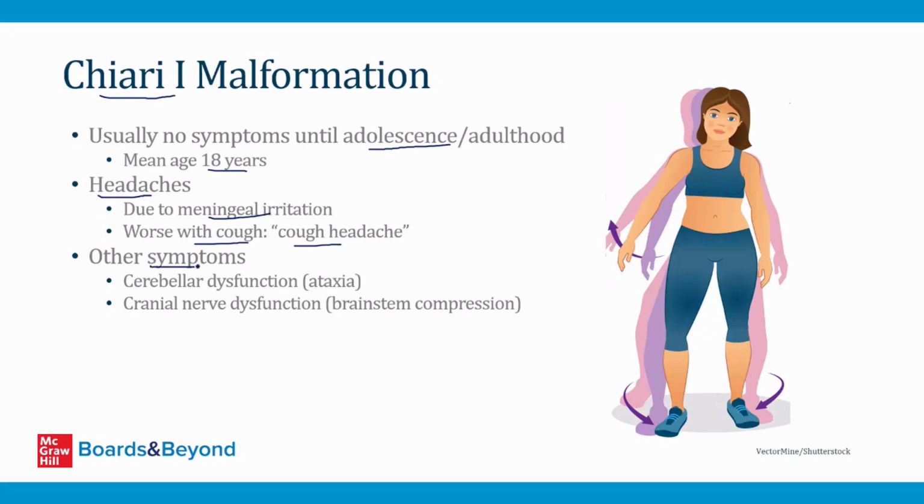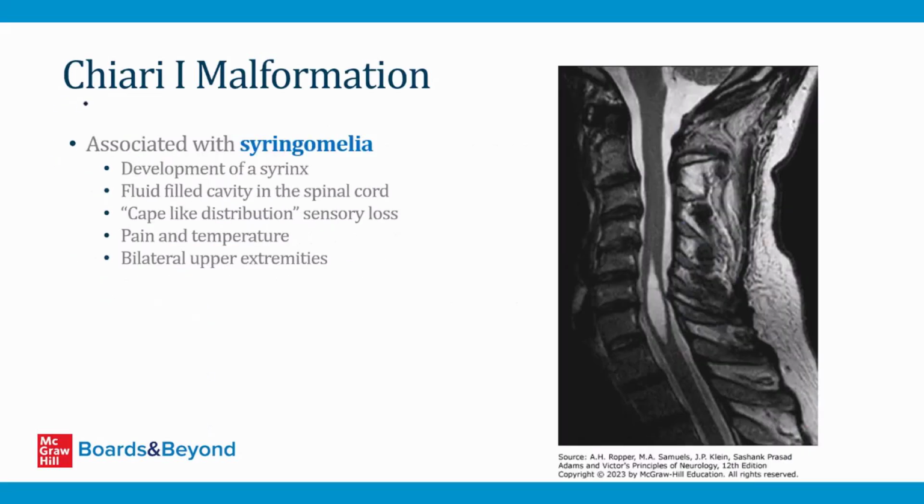Other symptoms that can occur in young adults who develop symptoms of this condition are cerebellar dysfunction, so various forms of ataxia and loss of balance. And then the displacement of the cerebellum through the foramen magnum can compress cranial nerves, so you can get cranial nerve dysfunction in various different forms. Now, I mentioned this before, but it's super high yield to remember that Chiari 1 malformations are commonly associated with syringomyelia, which is a spinal cord condition I talk about in the videos on spinal cord disorders. Syringomyelia refers to development of a syrinx, which is a fluid-filled cavity in the spinal cord. This usually happens in the upper spinal cord with the nerves that supply the arms.